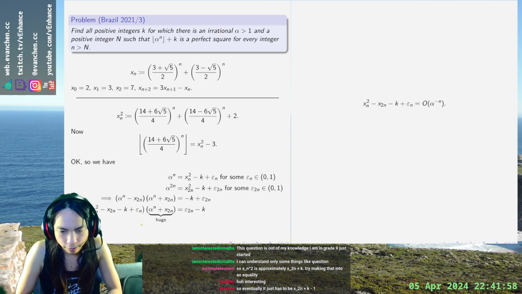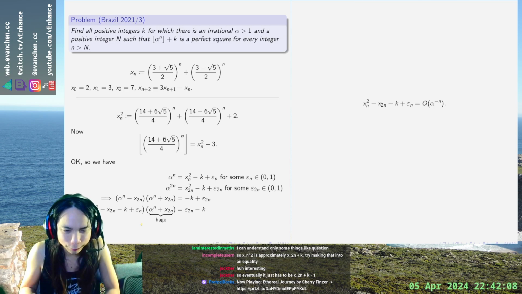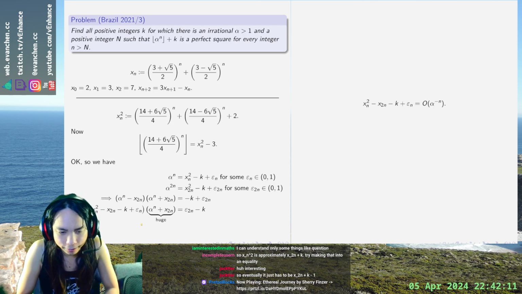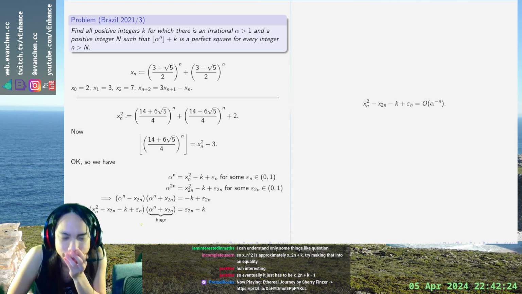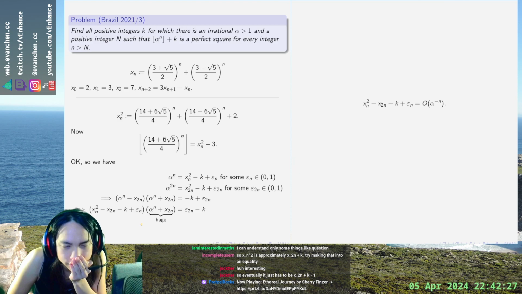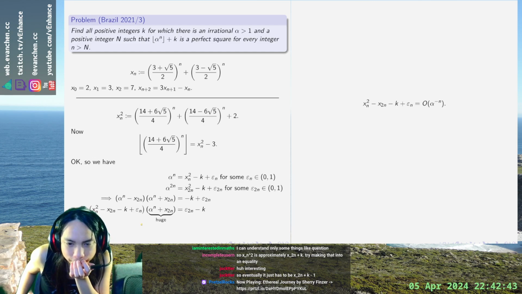Okay, so right. So at this point, the point is xn squared is between 0 and 1. So for large enough n, xn squared is like x_{2n+k} minus k plus something which is at most... Epsilons are positive, right? So epsilon n is positive. And the other thing is it's between 0 and 1, it's positive. This thing is some negative offset.